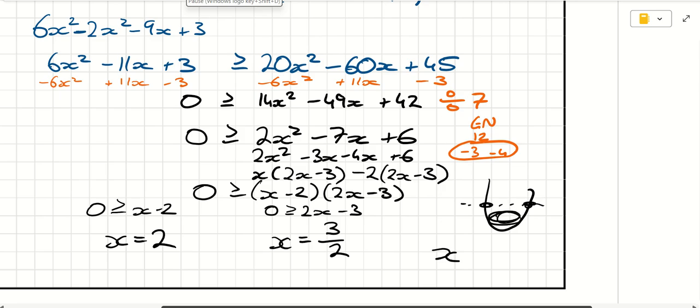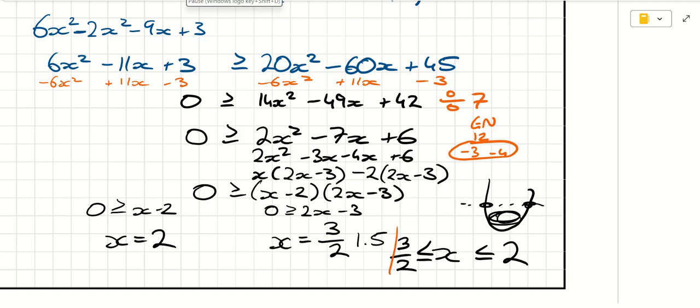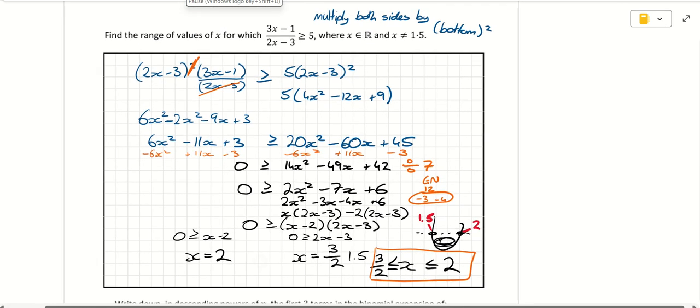So x is going to be, so 3 over 2 is also 1.5. Yeah, so this is your bigger number. So x is less than or equal to 2 and greater than or equal to 3 over 2. Okay, that's not very clear on my thing, but this is the answer. So you can imagine on your graph, this is where it's less than 0, here's 2, and here's 1.5. So it's between these 2 points that x is less than 0.